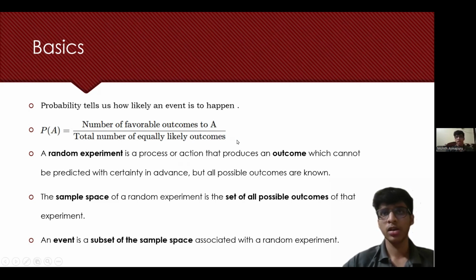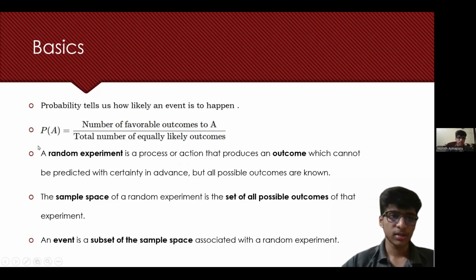So if we toss a coin and we want head, the outcomes are heads or tails. The favorable outcome that we want is getting a head. The number of heads is one. The total number of heads and tails is two. The probability of getting a head is 1 by 2, that is 0.5.